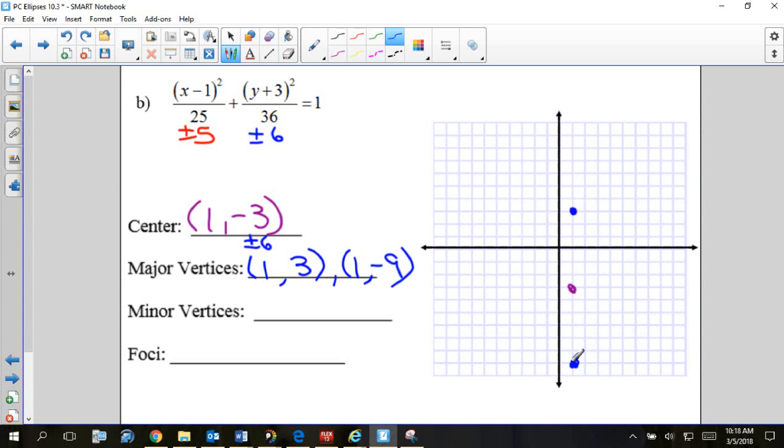Okay. See, and I want to point that out because people will still do that on the quiz and test. Make sure you go from the center. Okay, and then the minor vertices, I'm going to do the same thing, only this time it's under the x. So I'll be changing the x value. So we'll have 6, negative 3, and negative 4, negative 3.